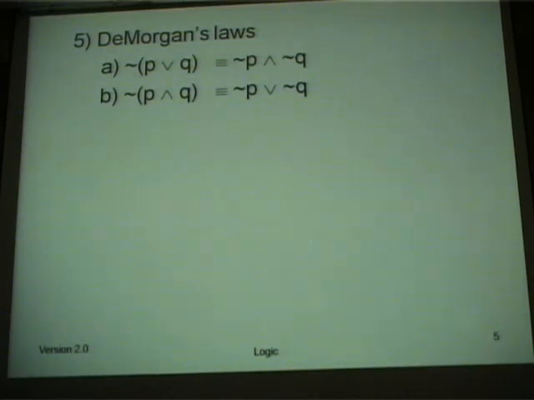De Morgan's law, this is very important, right? With De Morgan's law, you can take the negation inside. The only thing you need to keep in mind is that when you take the negation inside, the operation changes: disjunction to conjunction, conjunction to disjunction. And the negation gets associated with each component in that proposition.